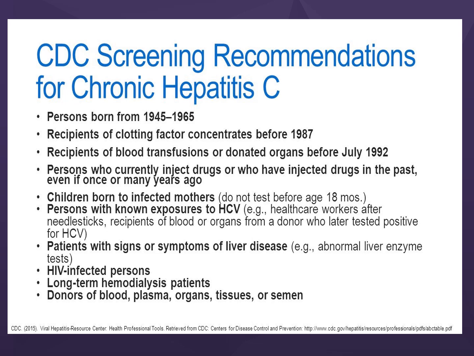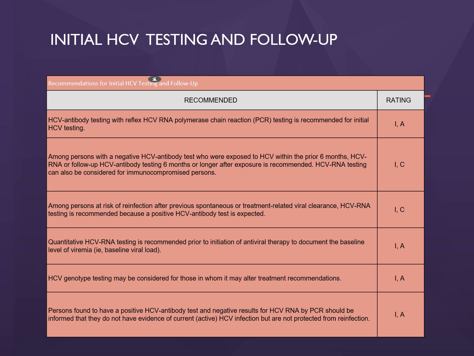The CDC also has guidelines and recommendations. What we know is individuals who have a history of blood transfusion should be checked, injecting drug use, any child born to a mother with hepatitis C. If they have signs of liver disease, their liver function tests are elevated and you can't determine why, they should be checked for hepatitis C. If they're going to donate blood, they should be checked. And then our baby boomers as well.